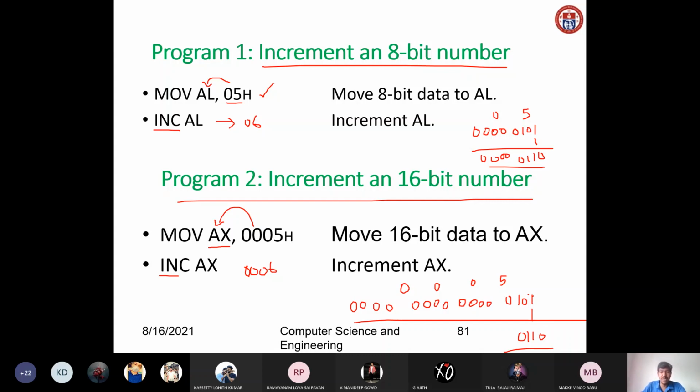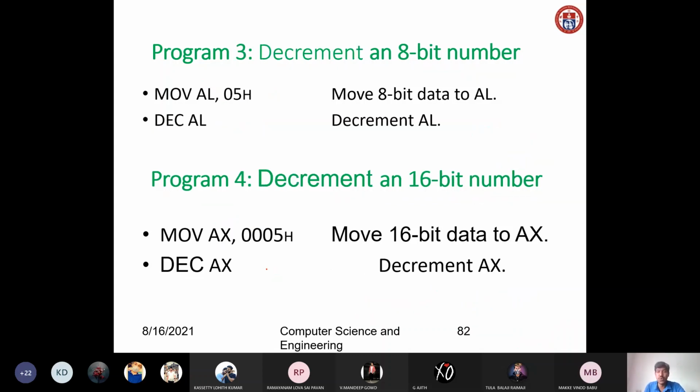The next example is about how to decrement an 8-bit number and a 16-bit number. Same as in increment, but instead of the increment instruction, here we are using decrement. The first step is similar: MOV AL, 05 moves an 8-bit data into AL. The second instruction is DEC AL, which will subtract 1 from the AL value.